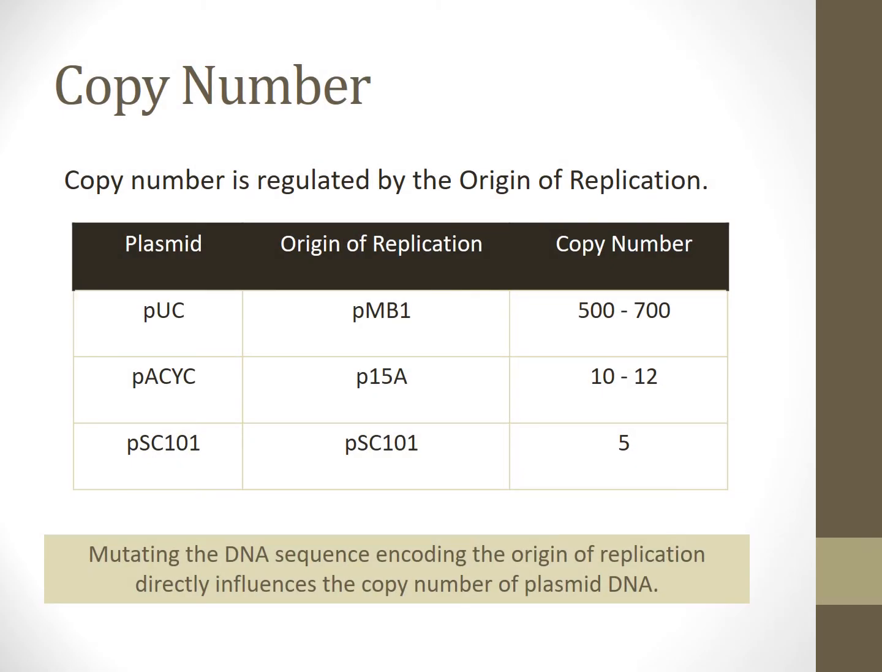The copy number is regulated by the origin of replication in the case of pUC, pACYC, and pSC101 plasmids. Mutating the DNA sequence encoding the origin of replication will in turn affect the copy number of the plasmid.